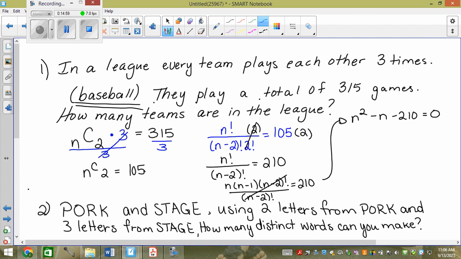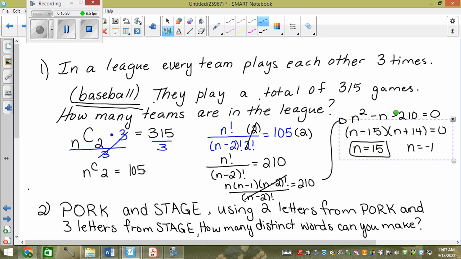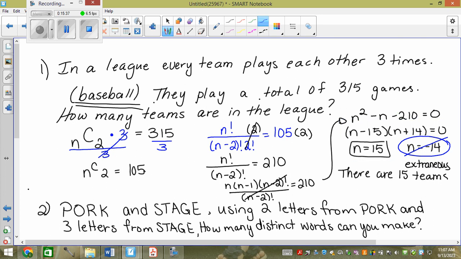What multiplies to give me negative 210, and adds to give me negative 1? Negative 15 and 14. So n equals 15. That's the number of teams. N equals negative 14. Does that make sense in this question? Negative 14 teams? No. There are 15 teams in the league.